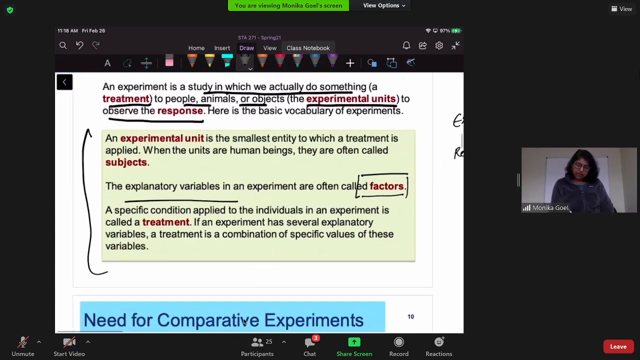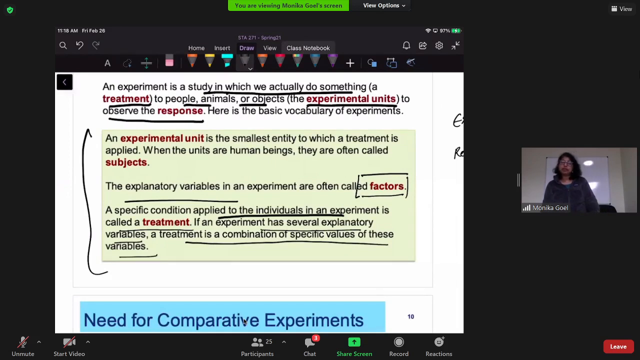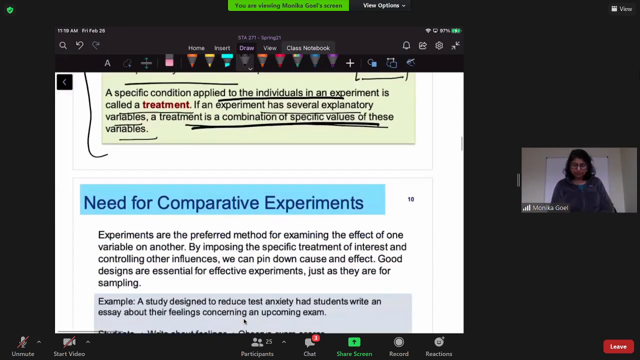A specific condition applied to the individual in an experiment is called the treatment. A treatment may have several explanatory variables. A treatment is a combination of specific values of these variables. If you have more factors and you are looking for a treatment, it is a combination of specific values of these variables. So you're looking at how many we are talking about.